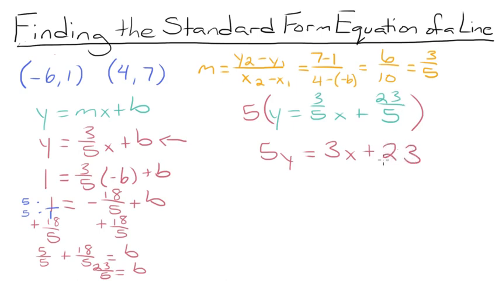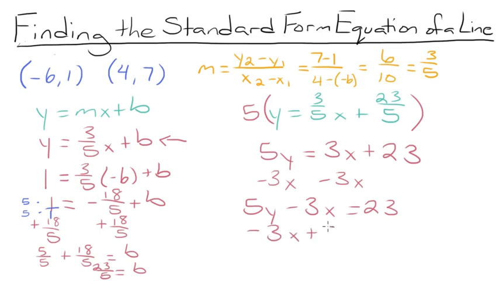Now we can subtract 3x from both sides to get the variable terms on the left side and the constants on the right side. So if we do that, subtract 3x from both sides, we'll get 5y minus 3x equals 23. Then we can flip the two terms on the left side using the commutative property. So we'll get -3x plus 5y equals 23. And finally, we have to multiply the entire equation by -1 because our a value has to be positive. So if we do that, we'll get 3x minus 5y equals -23.